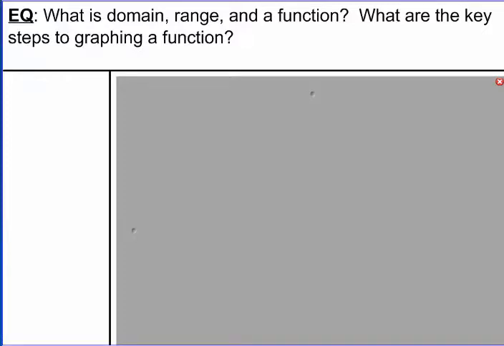Our essential question for this lesson: what is domain, range, and a function? And what are the key steps to graphing a function? So let's start with some definitions.